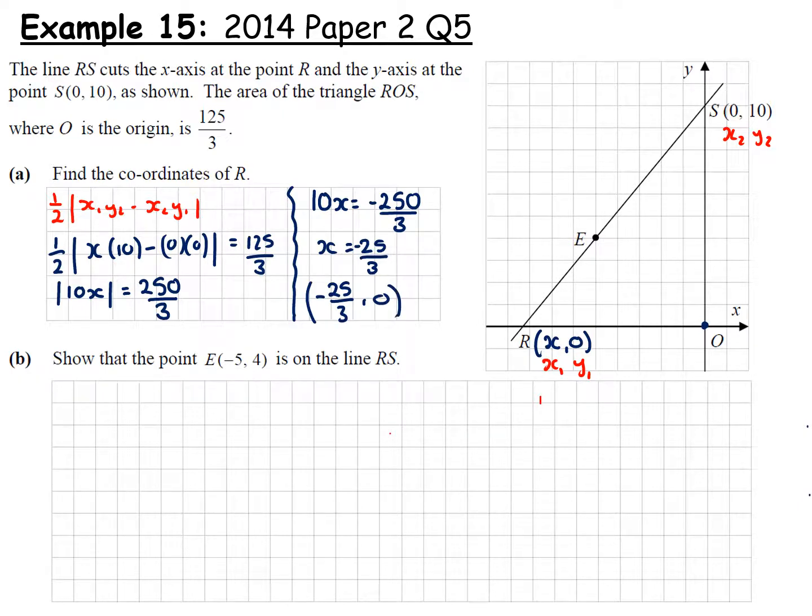So show that E is on the line RS. So there are actually two different ways to do this. I think the go-to for many students would be to work out the equation of RS. So we'll work this way. I'll show you both ways. Equation of RS. So the point, probably easiest one to use is S, and then the slope.